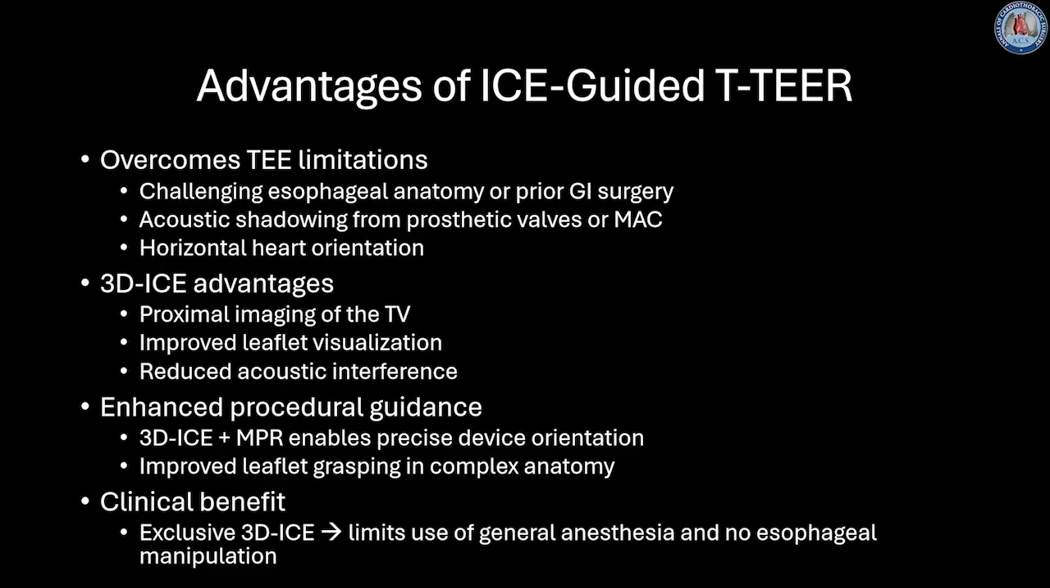3D ICE provides a more proximal imaging perspective of the tricuspid valve, allowing more consistent and reliable leaflet visualization. When combined with NPR, ICE enables precise device orientation and leaflet grasping in complex anatomies, enhancing procedural confidence. Additionally, in select patient cases, the exclusive use of 3D ICE may obviate the need for TEE and general anesthesia, thereby potentially further reducing procedural risk in patients with GI pathology or vulnerable RV hemodynamics.